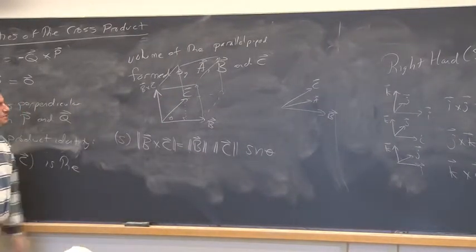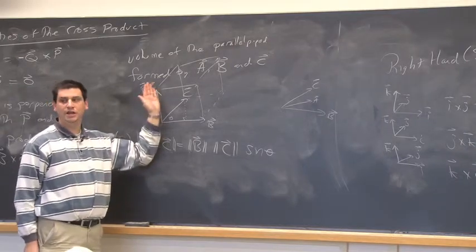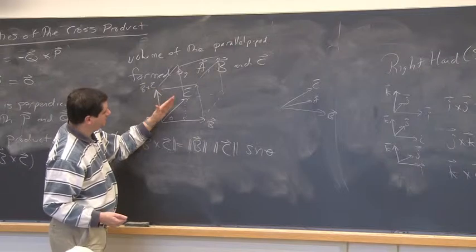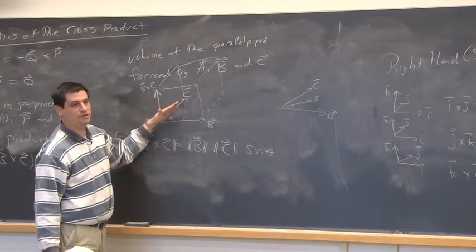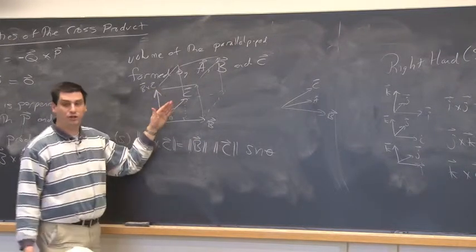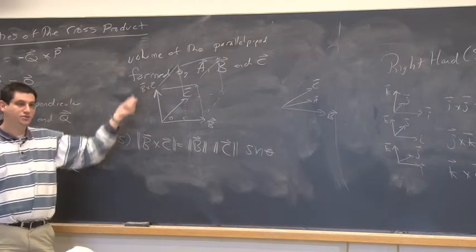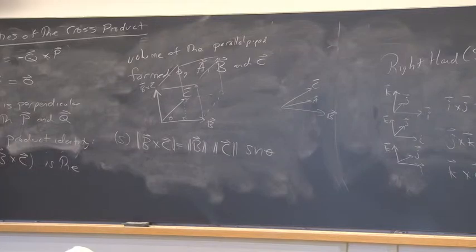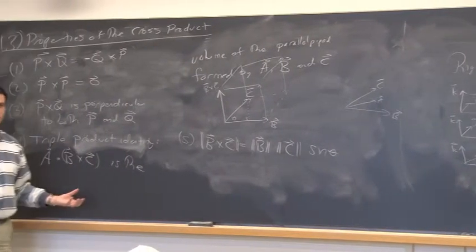If A happens to be in the same direction as B cross C, nothing is lost. As A has less and less of its direction in the same direction as B cross C, my volume should be getting smaller and smaller. The height is going down. Okay? So this is a beautiful formula. It has a lot of nice geometric interpretation.